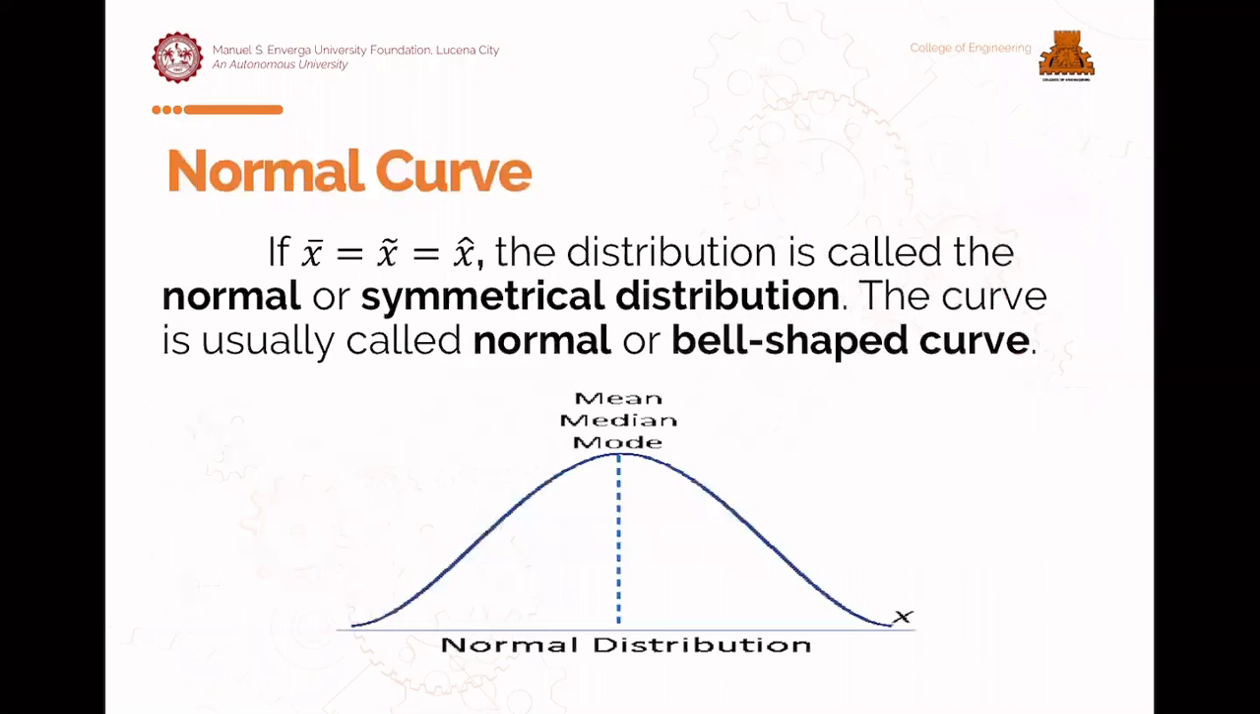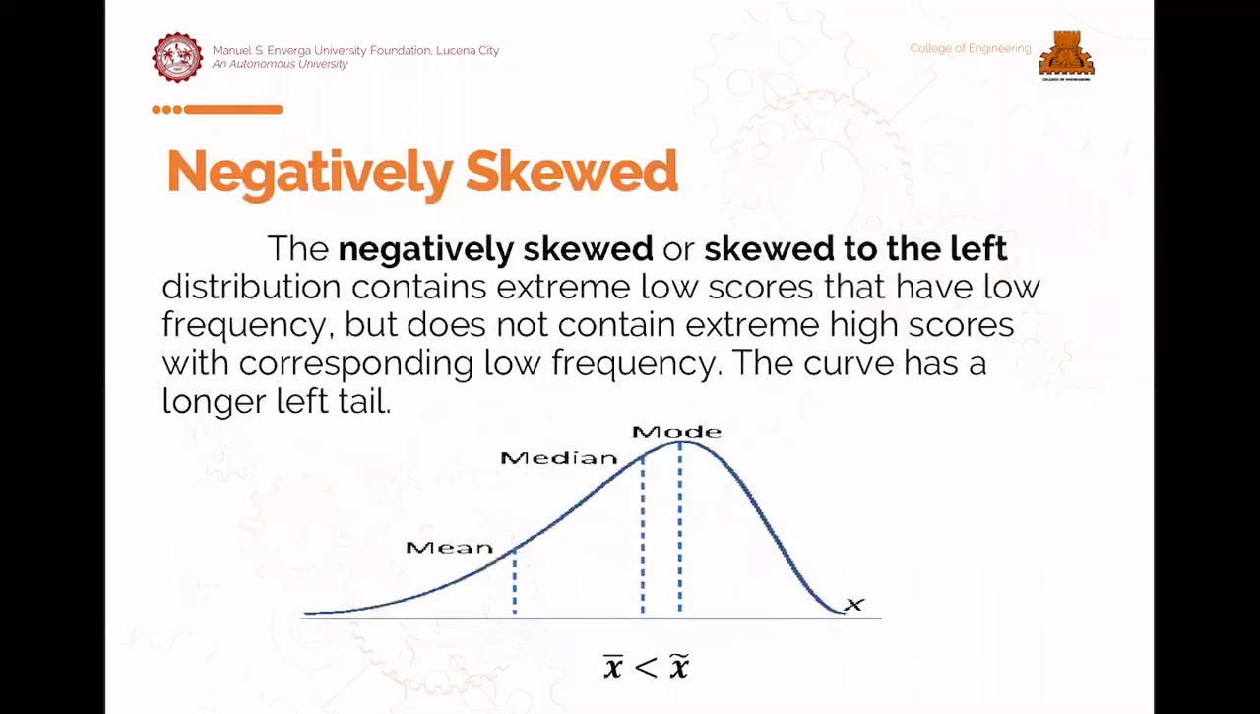Again, when they are equal, it is a normal curve, a symmetrical distribution. Okay? Then when negatively skewed, it is skewed to the left. So the tail on the left is longer, no?